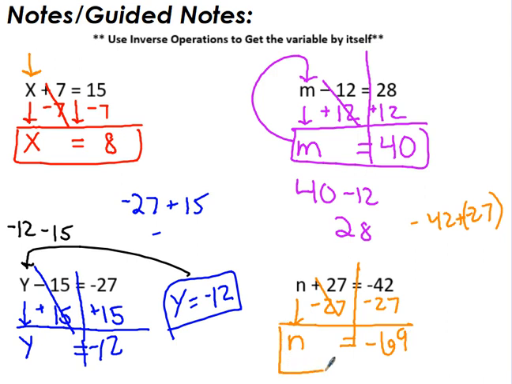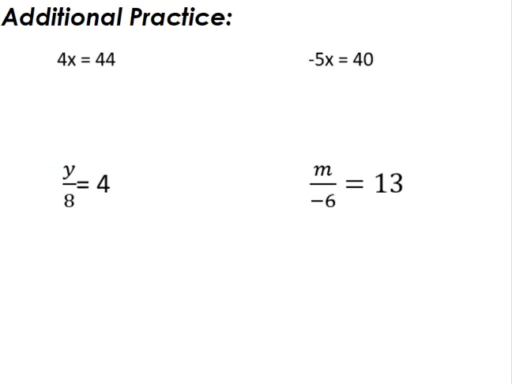Okay. Now, we're going to look at four examples of one-step equations that are dealing with multiplication and division. The process is the exact same. Our goal is to get the variable by itself. We're going to isolate it by doing the inverse operation, by doing the opposite. We know multiplication and division are opposites of one another. So looking at this first problem right here, I have 4 times x equals 44.